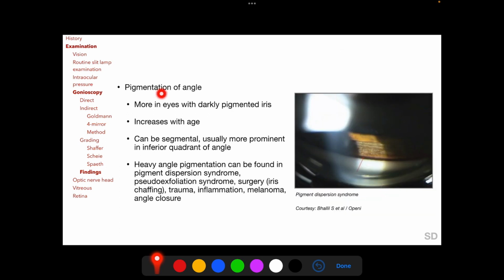Pigmentation of the angle is more common in eyes with darkly pigmented iris, and pigmentation increases with age. Pigmentation can be segmental and is usually more prominent in the inferior quadrant of the angle. Heavy angle pigmentation can be found in pigment dispersion syndrome, pseudoexfoliation syndrome, iris chafing by a malpositioned intraocular lens, trauma, inflammation, tumors, and angle closure. This photograph is of an eye with pigment dispersion syndrome demonstrating heavy pigmentation in the anterior chamber angle.